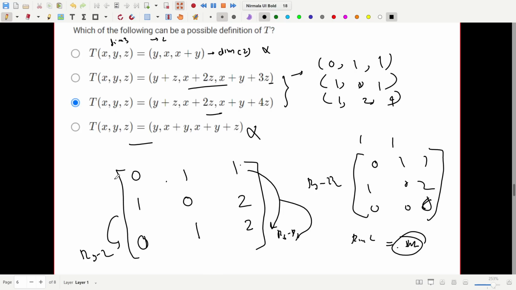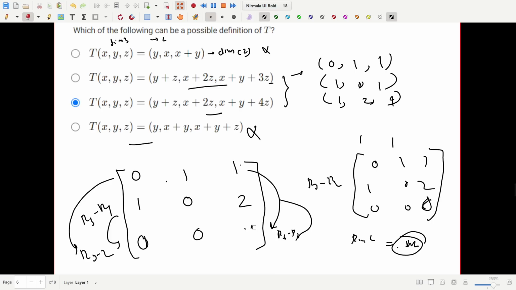Then perform R3 minus R1, it will be 0, this will be 1. And you can solve, you can see this, sorry, there will be 1. You can see there is a 3 pivot entry.